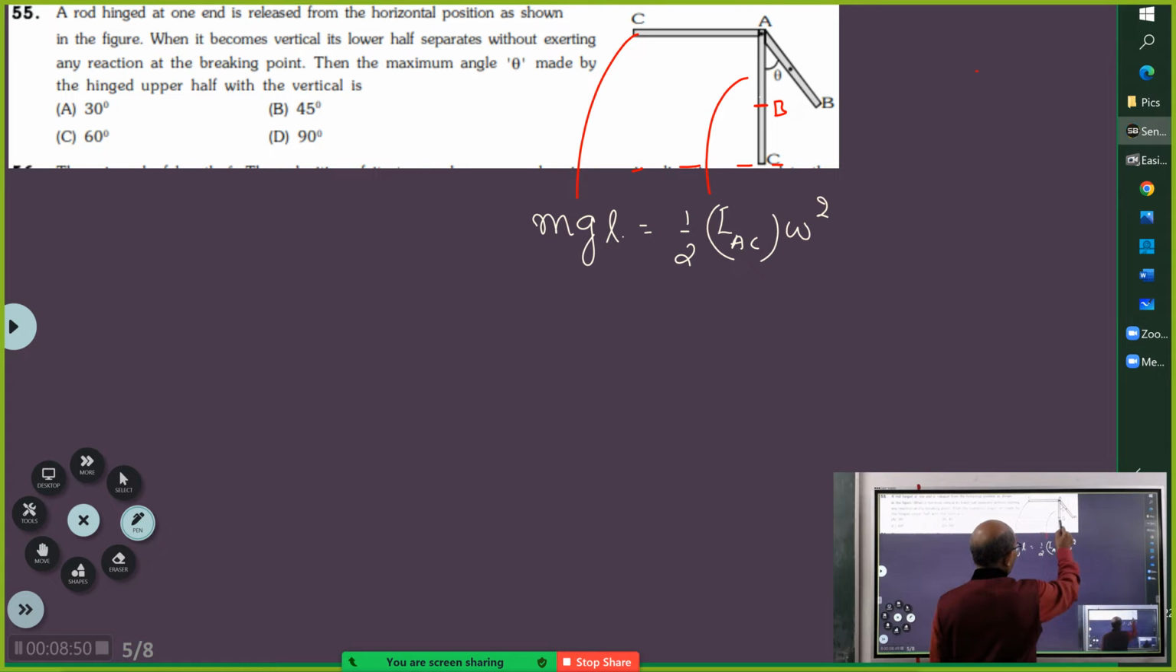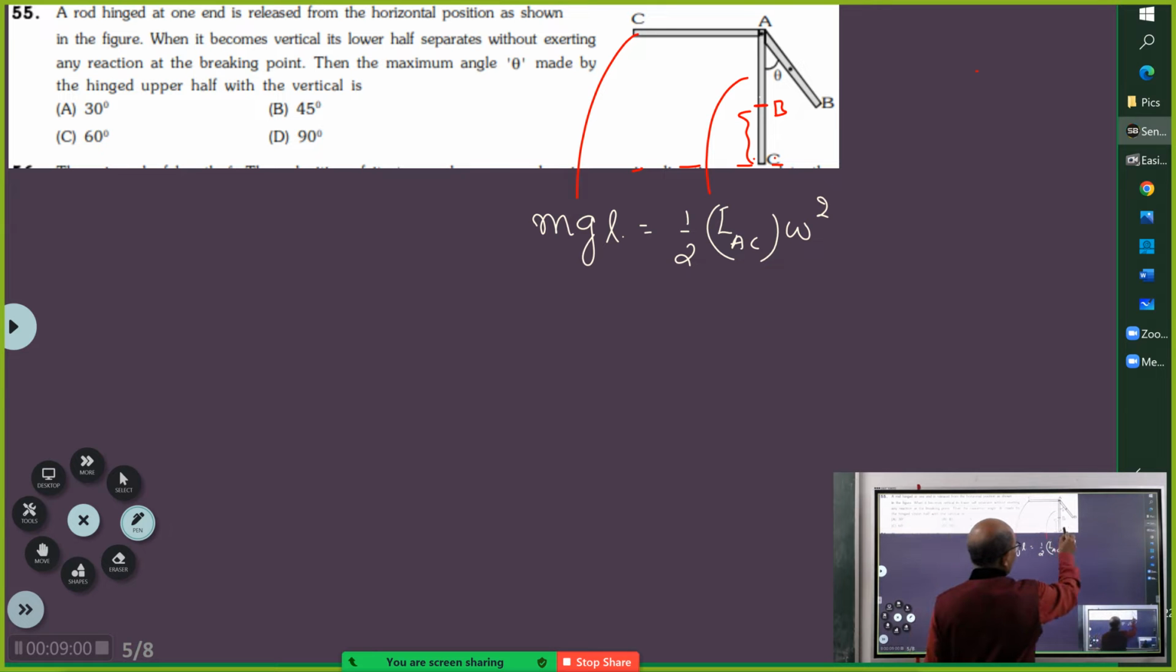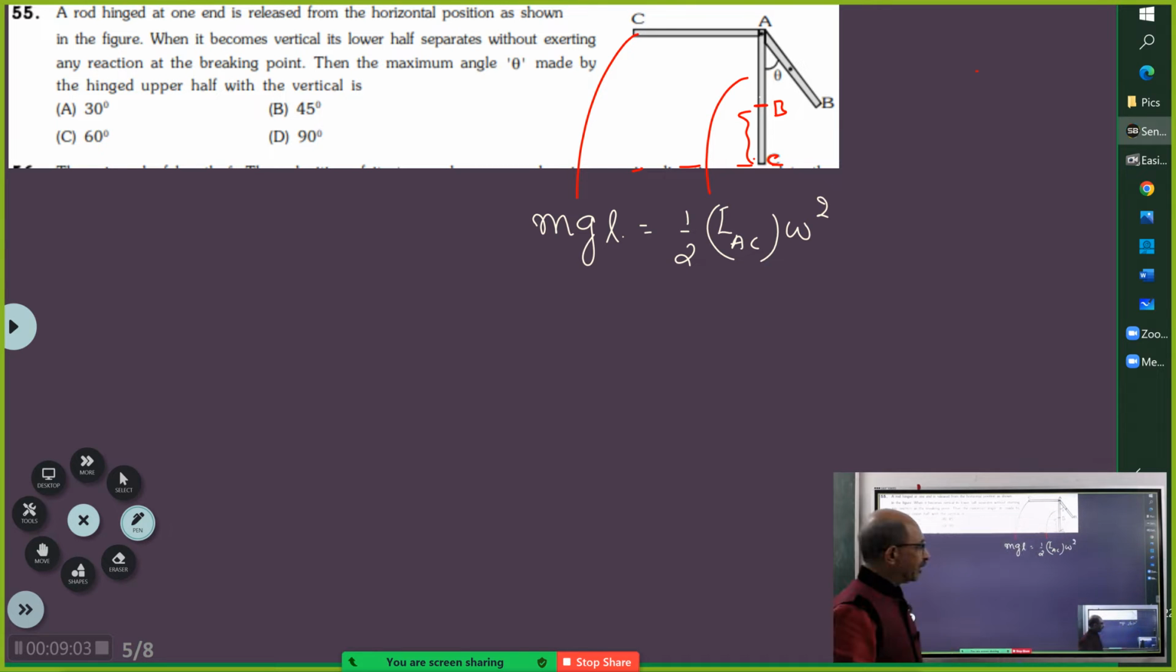Now the condition is this portion of the rod breaks and, without giving any reaction, comes down. This BC portion of the rod will break and come down. So what will remain here now is only this portion of the rod. The other portion has broken and is falling down. Which portion remains? AB portion of the rod.